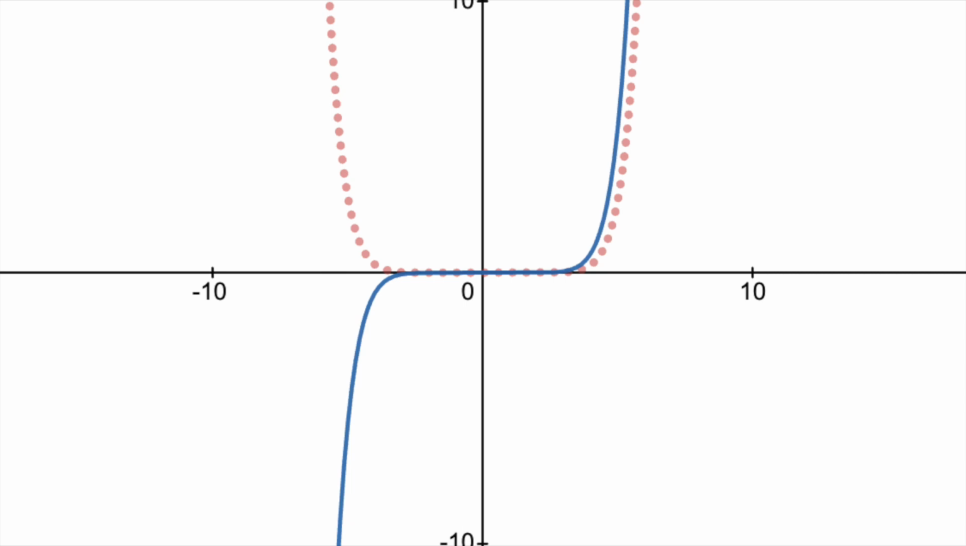Here's the first derivative of x to the 10th over 10 factorial, x to the 9th over 9 factorial. You can see that this function is negative when x is less than 0, as x to the 10th over 10 factorial is decreasing when x is less than 0. This function also increases faster than x to the 10th over 10 factorial, showing that the slope of x to the 10th over 10 factorial increases faster than the function itself.